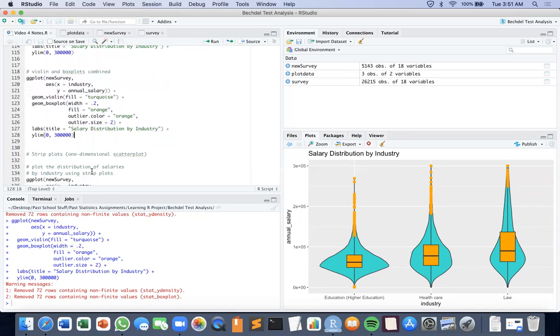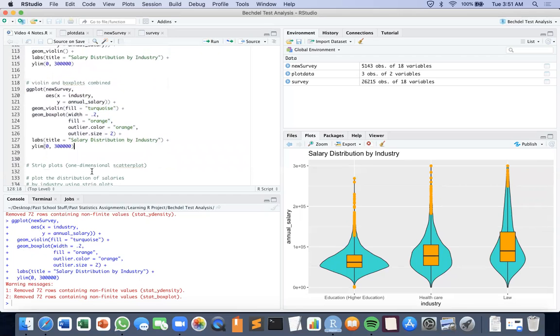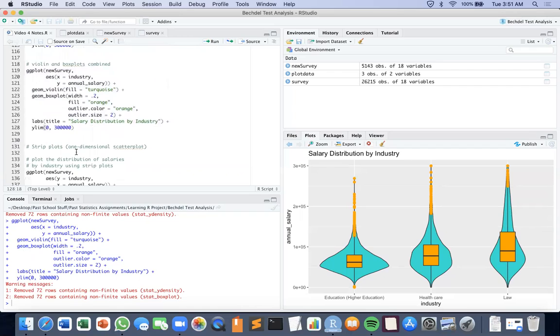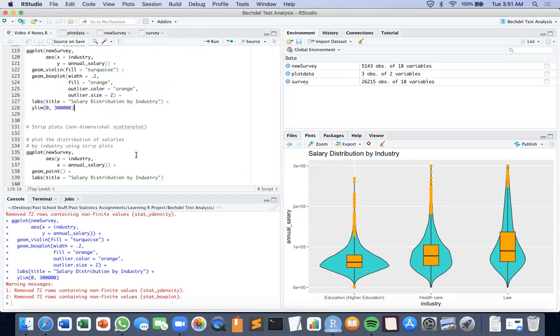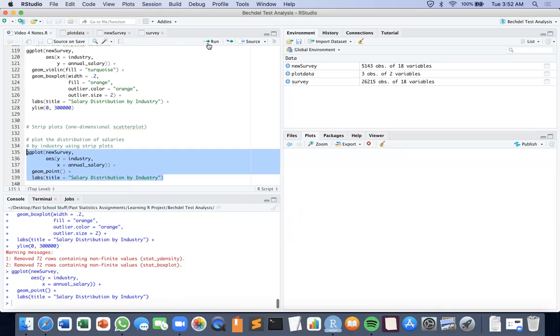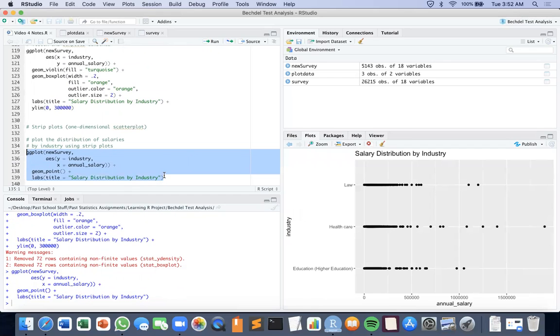Now we can move on to our next type of graph, which is a strip plot. You'll notice they kind of look like one-dimensional scatter plots, and you'll see what that means in a sec. So again, let's grab this. Quick interlude, actually. I've been copy-pasting these really quickly, or running them super quickly.